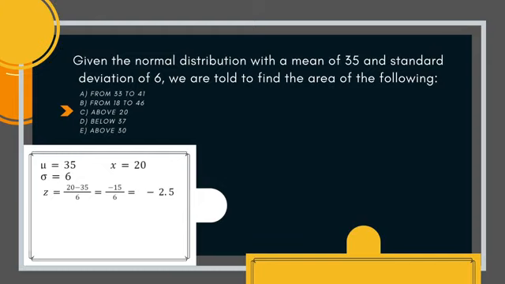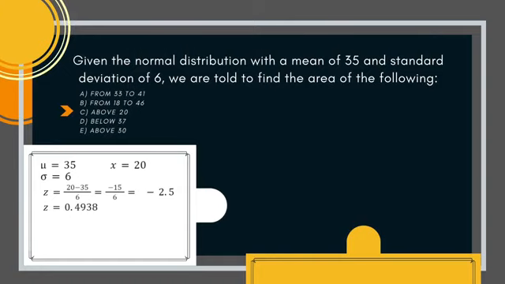Ilagay natin ang nakuwang sagot sa calculator para malaman natin ang decimal value nito at ang dapat na lumabas ay negative 2.5. With the help of the z-score table, we can determine the area of the decimal value, which is equivalent to 0.4938.